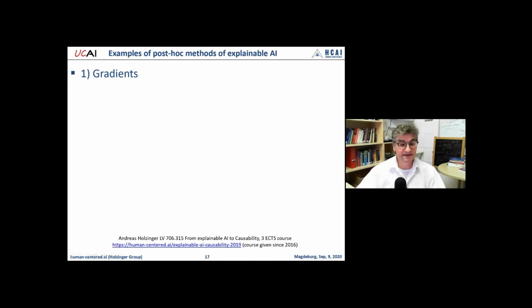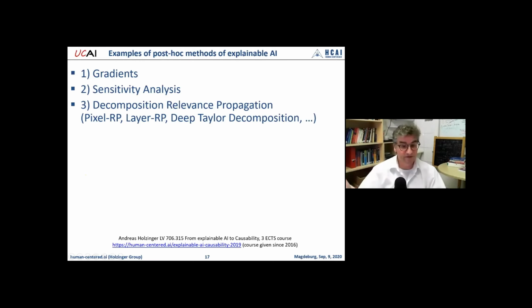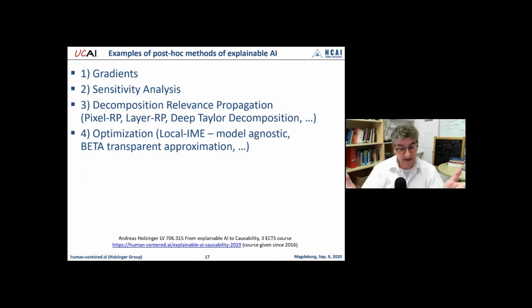So for example, the simplest method is gradients, a multivariable generalization of the derivative, or you can do sensitivity analysis or decomposition. So luckily our world is compositional. You break down the parts into smaller pieces to make it more understandable. Then you have optimization techniques, which select the best element that contributed to a single output. For example, local interpretable model-agnostic explanations, very popular. Or an older method is deconvolution. You reverse the effects to understand the model.